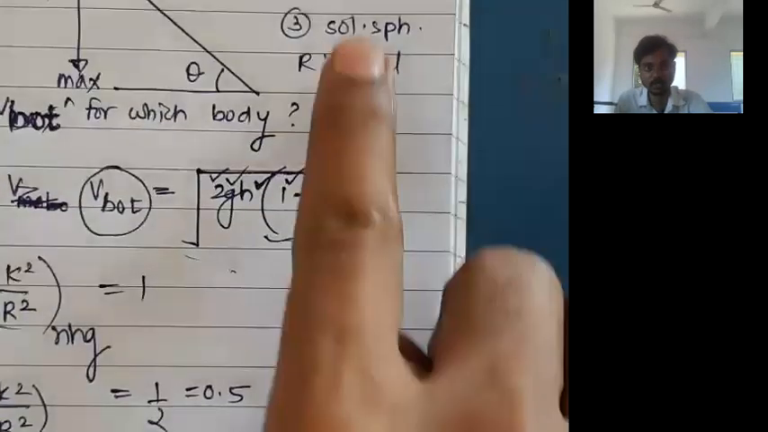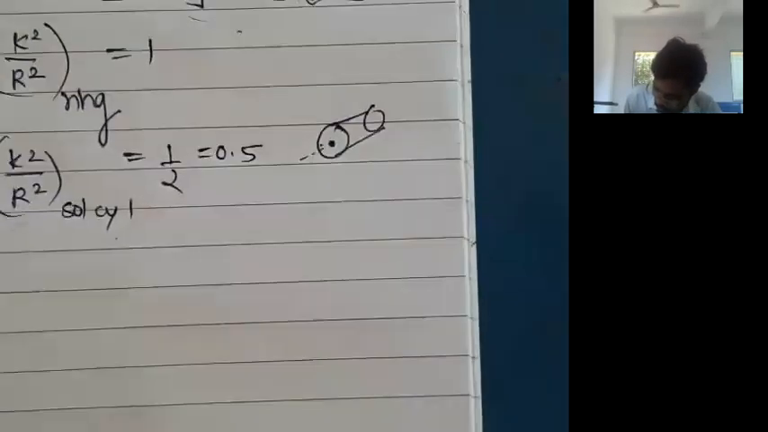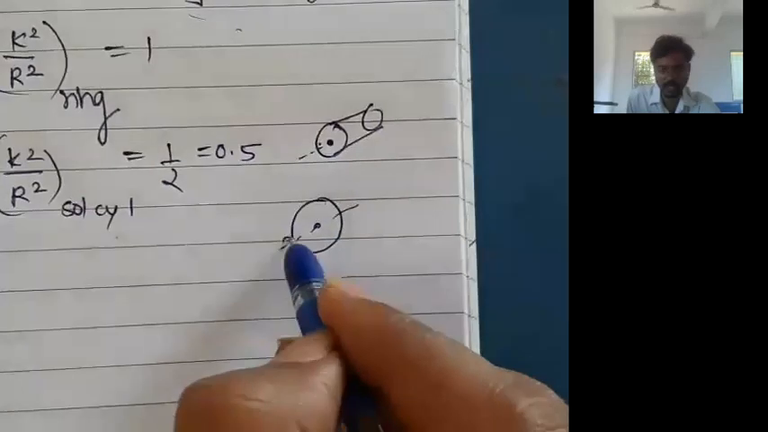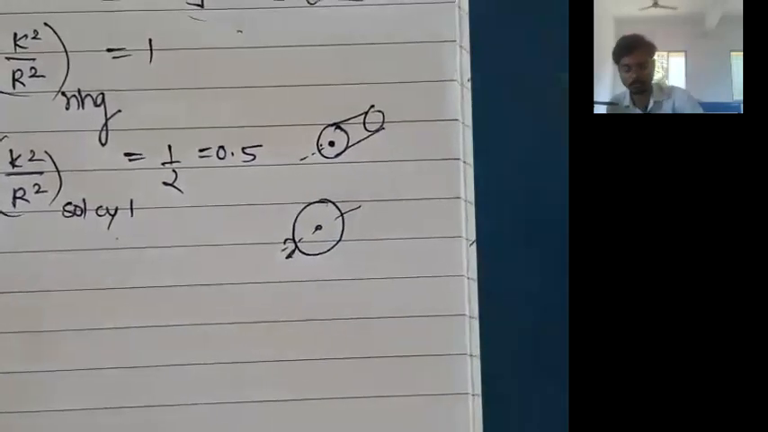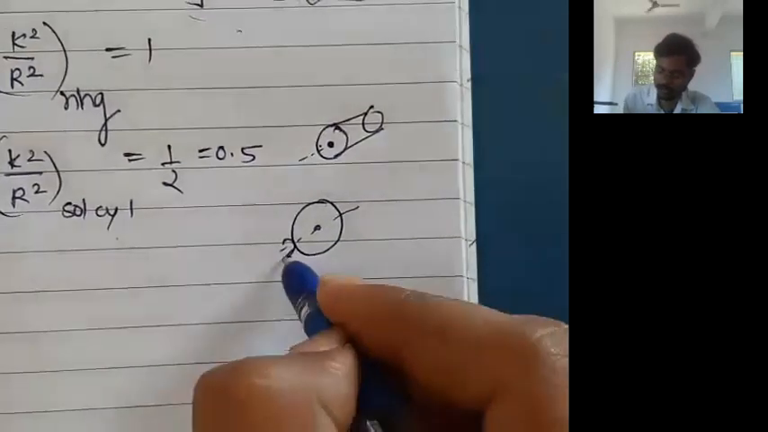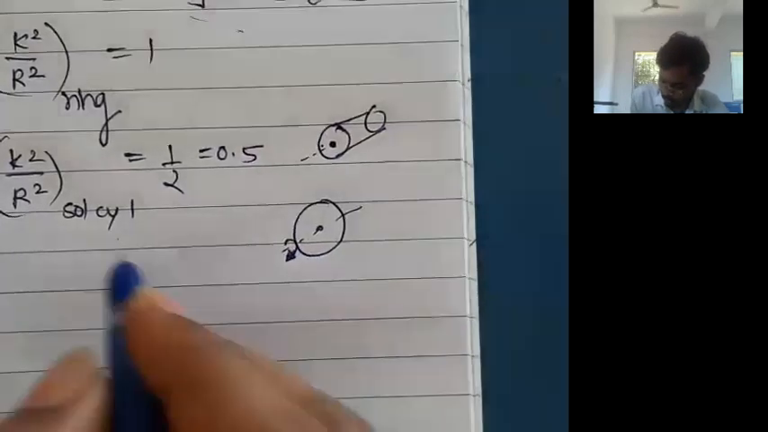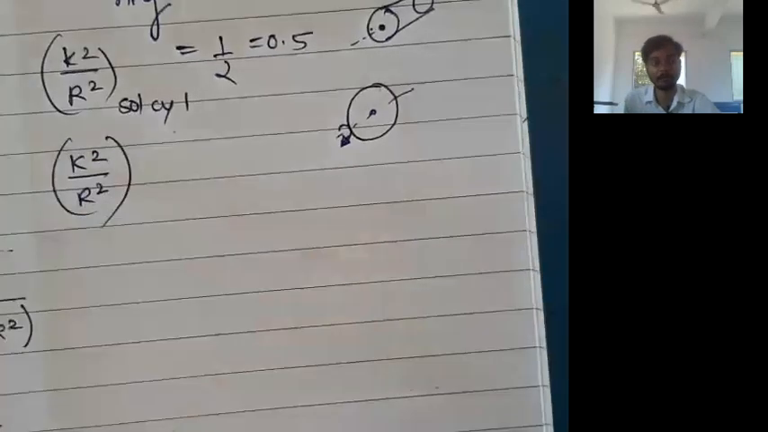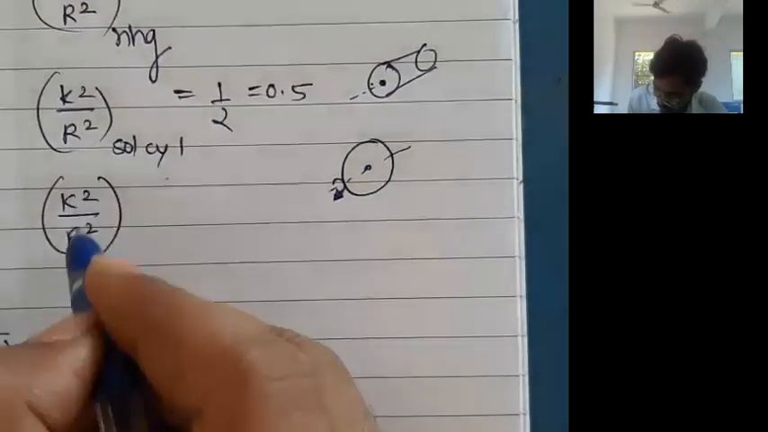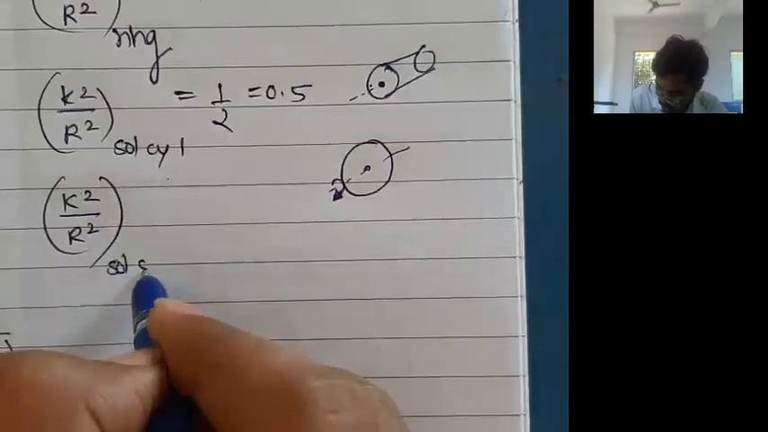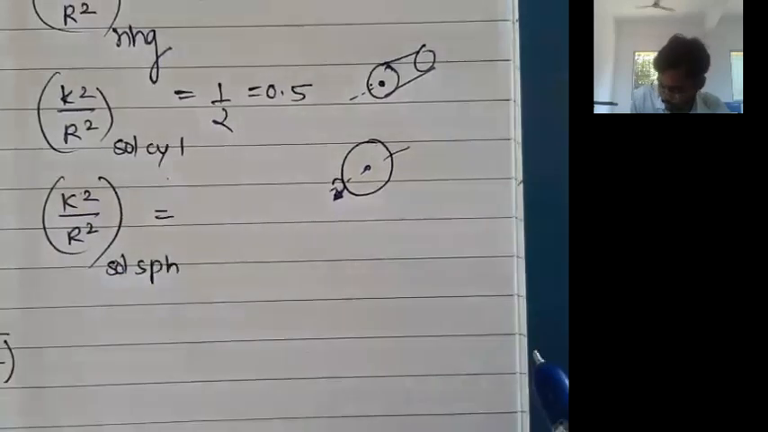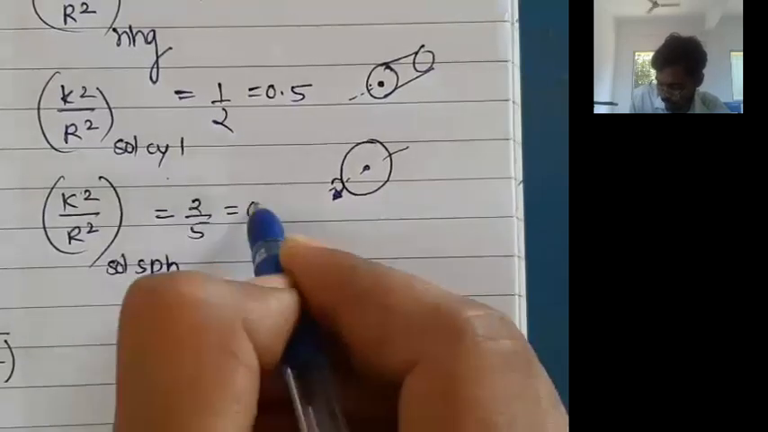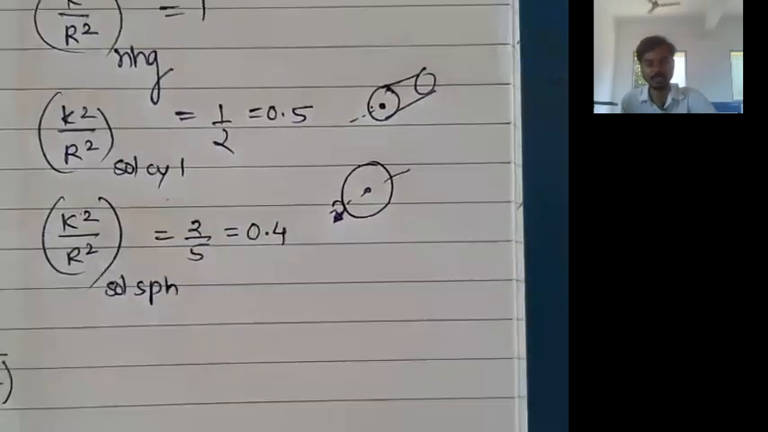Third is what? Third is, sir, solid sphere. Now solid sphere, while rolling down the plane, it will roll on the ground, but it will rotate about its diameter. What is the moment of inertia of the sphere about diameter? Sir, it is 2/5 mr square. So 2 by 5 will be the ratio. What is 2 by 5? So it is 0.4.